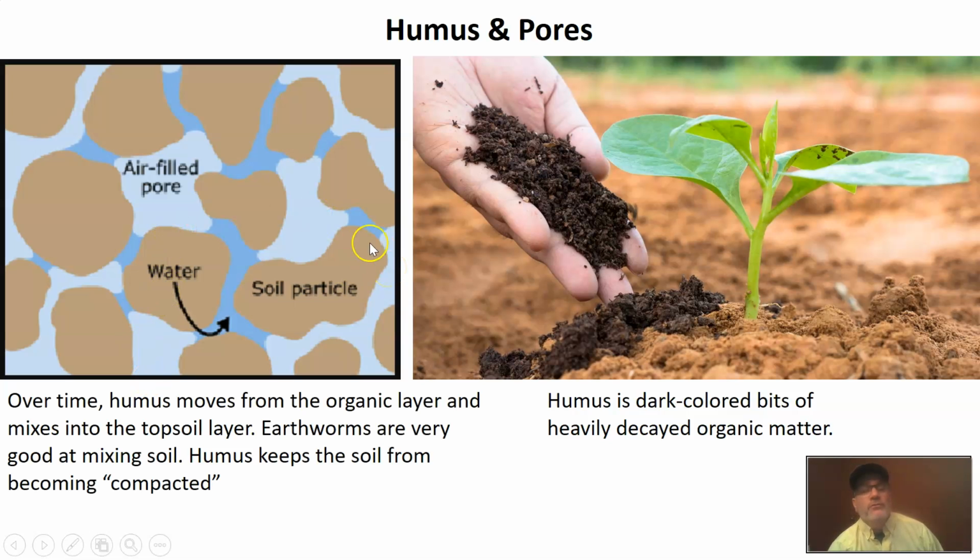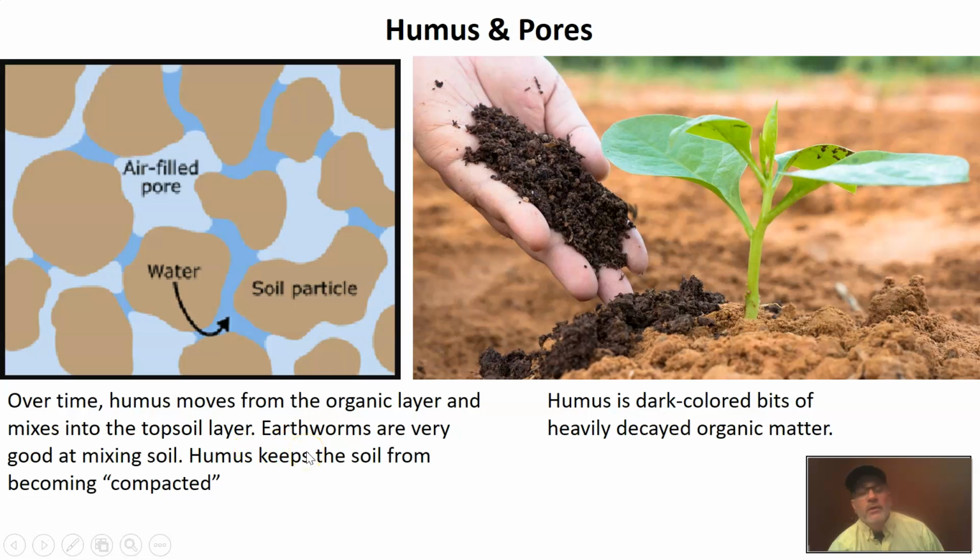So humus starts out, of course, on this top layer, but it eventually works its way down into the topsoil. And so, as time moves, earthworms and insects are pretty good at mixing the soil. And so the humus makes its way down from that organic layer into the topsoil.